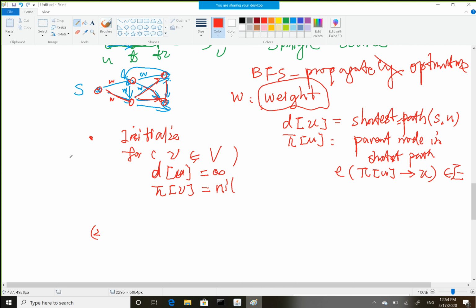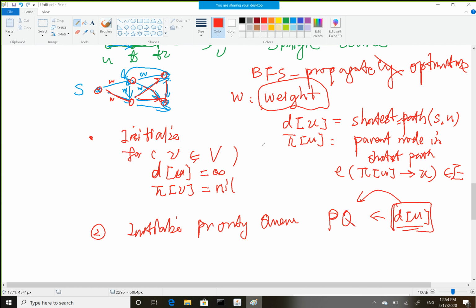And then the second step: since you want to pick up the minimum one, we use a priority queue. So initialize the priority queue, let's use PQ to represent that. Corresponding to every node, the object is already here and the value is here. And then you assign d[s] to be 0. And then, so initialize the priority queue.